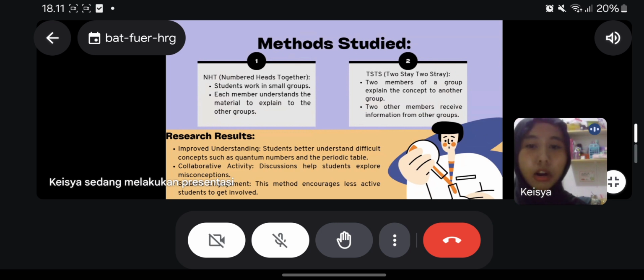The TSTS method, or Two Stay Two Stray, provides an opportunity for two students in a group to stay in place and explain to other visiting students. The other two students will go to other groups to get additional information. The results show that this method was very effective in improving student understanding of atomic structure, electron configuration, and periodic table. Students are more active in discussing and helping each other to clarify difficult concepts.